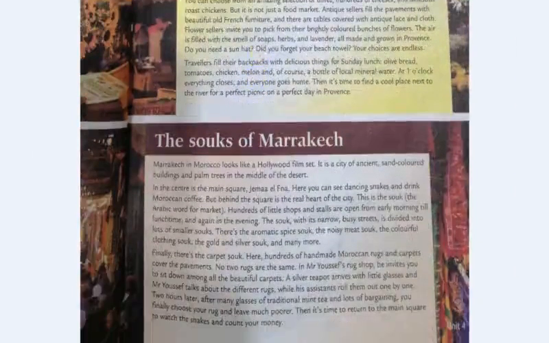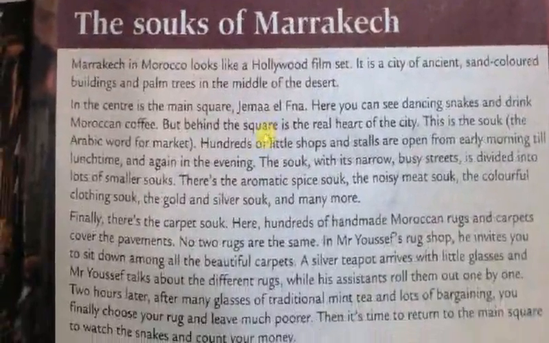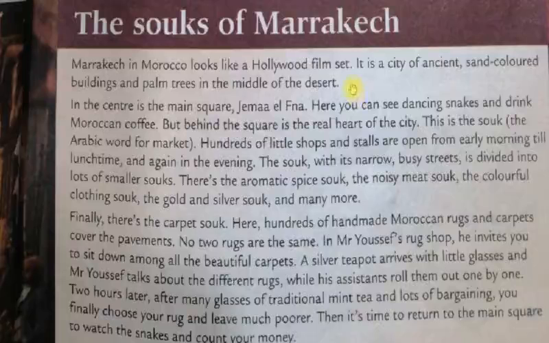السوق الثالث والأخير اللي هو في مراكش, the souks of مراكش. مراكش in Morocco looks like a Hollywood film set. It's a city of ancient sand-colored buildings and palm trees. كل هذه المدينة تشبه مجموعة من أفلام هوليوود، مدينة قديمة. Sand colored يقصد بها هنا البنايات، مو مغطى بالرمال، وإنما لونها بلون الرمال.